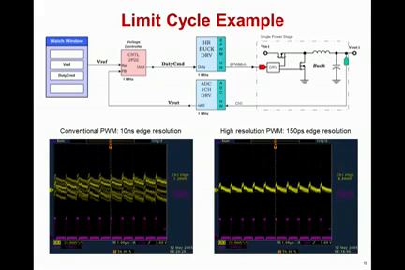This slide shows how the output actually changes on a power supply system, shown in the top half of the screen, by measuring the oscilloscope output shown in the bottom half of the screen. You can see on the left-hand side that there is an output with only 10 nanoseconds of edge resolution, and the jitter on the output is quite significant. But with the high resolution PWM shown on the right-hand side, 150 picoseconds, you can see that the jitter is removed and the oscillations are steadied out in the final output of the power stage.